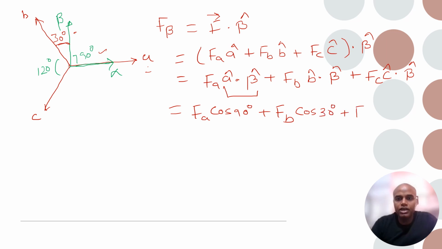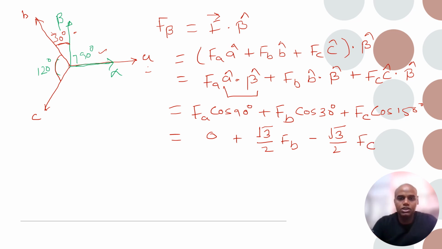And similarly we have Fc, and between c and beta this is 30 degree already, between B and beta, and this angle is 120. So this total becomes 150, so cos 150. Cos 90 becomes 0, cos 30 is nothing but root 3 by 2 Fb, and cos 150 is nothing but minus root 3 by 2 Fc. So we have found F beta also, similarly to F alpha.